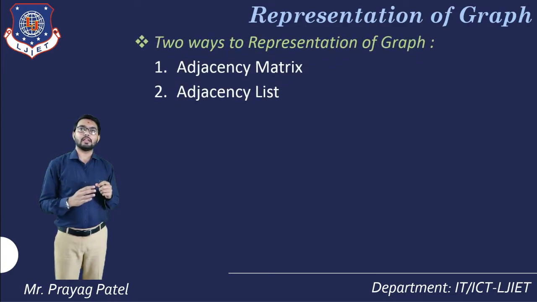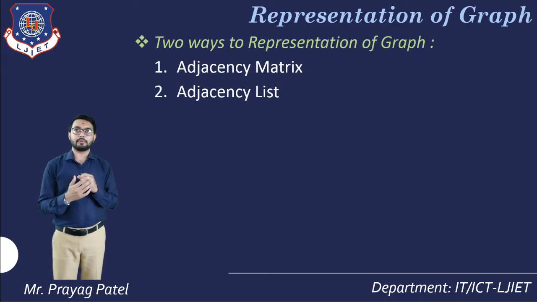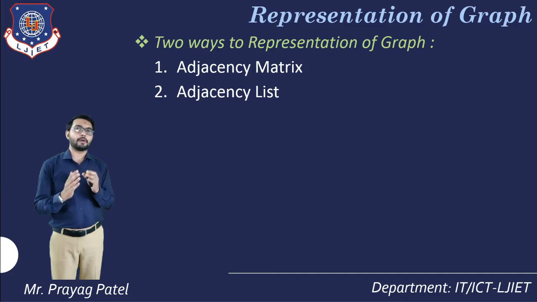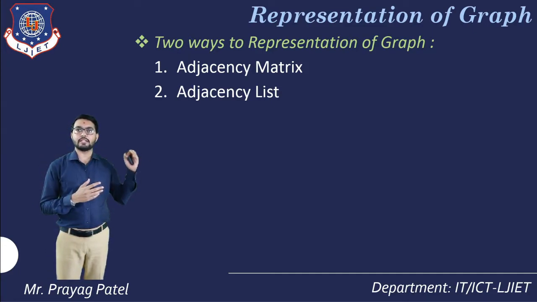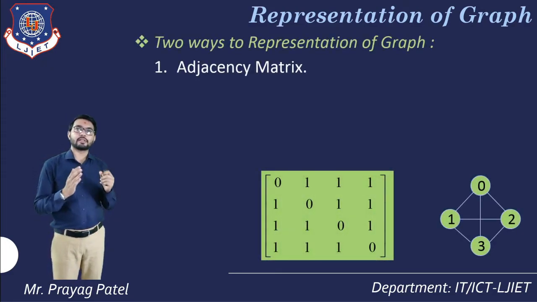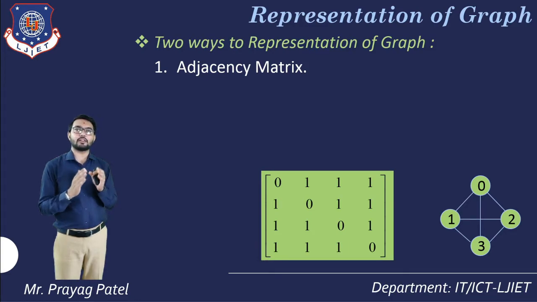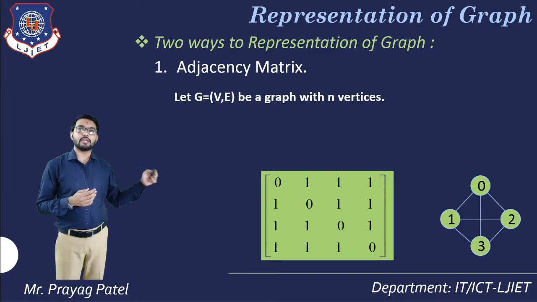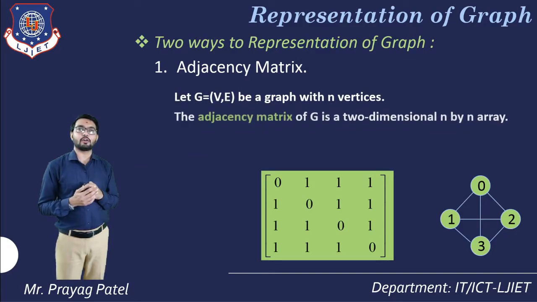Now the next topic is representation of a graph. There are two ways of representing a graph. The first one is the adjacency matrix and the second one is the adjacency list. So consider them one by one. First, consider the representation of a graph using the adjacency matrix method. For example, consider one figure, and using this figure you can represent your graph.